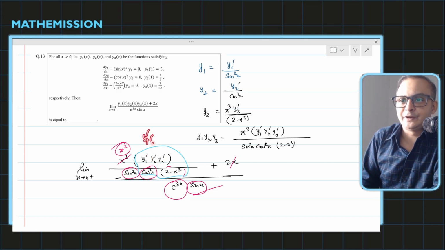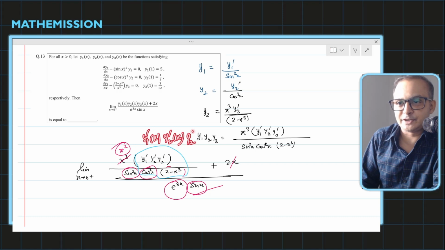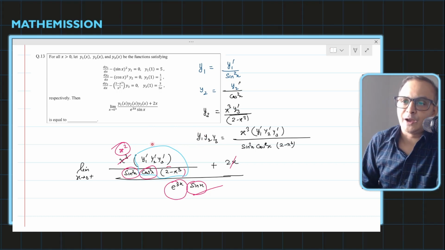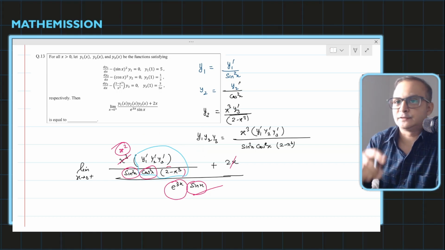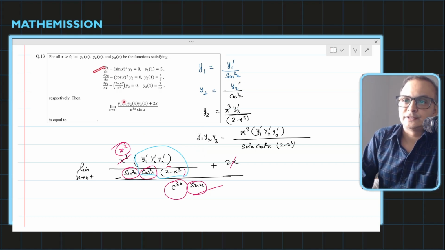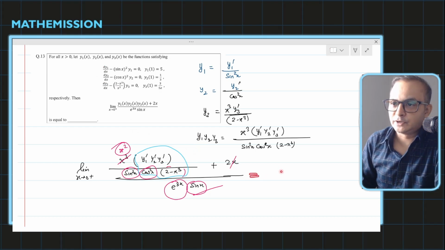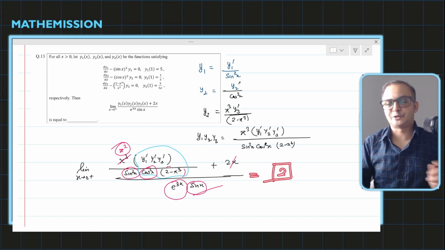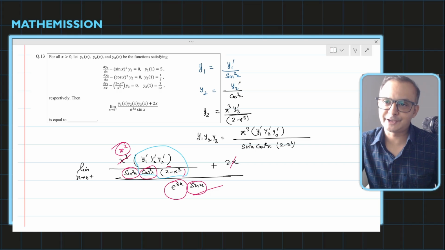So I'm going very fast, but that's why I'm saying that I need some time to prepare the explanation. How do you understand? But I hope you're understanding. y1 dash, y2 dash and y3 dash, and then substitute 0. Due to this, everything will be 0, and I'm left with only 2, and that is the answer. So you don't have to integrate at all. So that is my take on these questions.